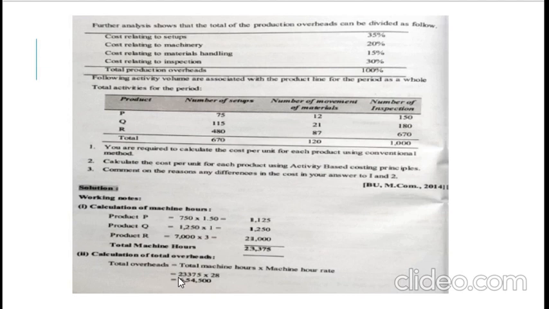So total overheads is equal to total machine hours into machine hour rate. The total machine hours we found through this calculation is 23,375, into the machine hour rate, which is rupees 28 per machine hour, as given in the question. So we have found our total overhead. I hope you understood why we are doing this step.